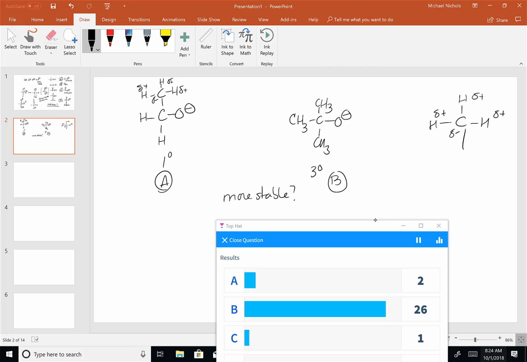What's that carbon with the delta minus going to do? Does it want it? Does the carbon want the delta minus charge? It would like to get back to neutral. So what's it going to do? Push. Where? It's going to push that electron density where? To the carbon it's attached to?